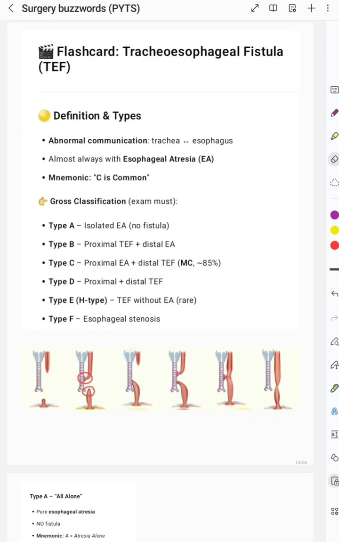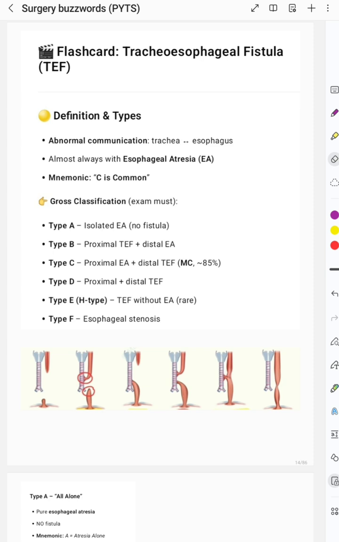Okay, today we are starting with a very important topic of surgery, that is tracheoesophageal fistula. So first of all, what it is. This is a very important topic for any exam, and I'd say for the NEET PG and FMGE exams. So what exactly is it? It's in the name only: tracheoesophageal fistula.